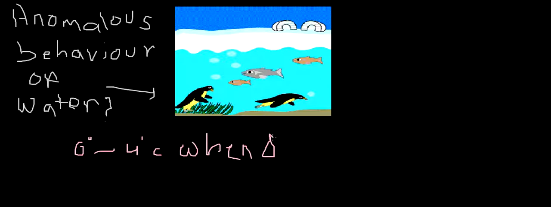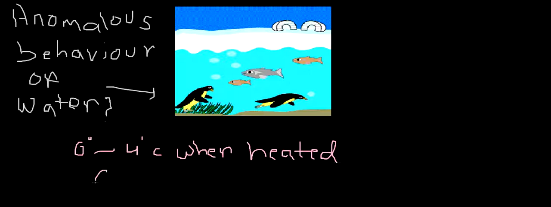So from 0 degrees to 4 degrees when heated, I will show the delta sign which indicates the presence of heat here. So when heated, I will write heat. When heated, contracts.